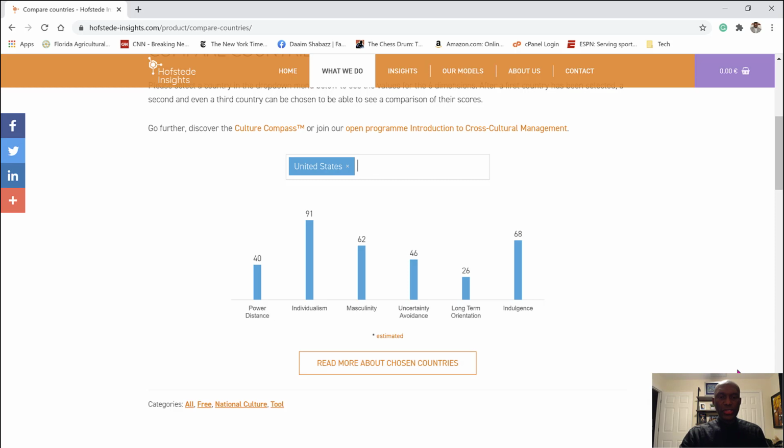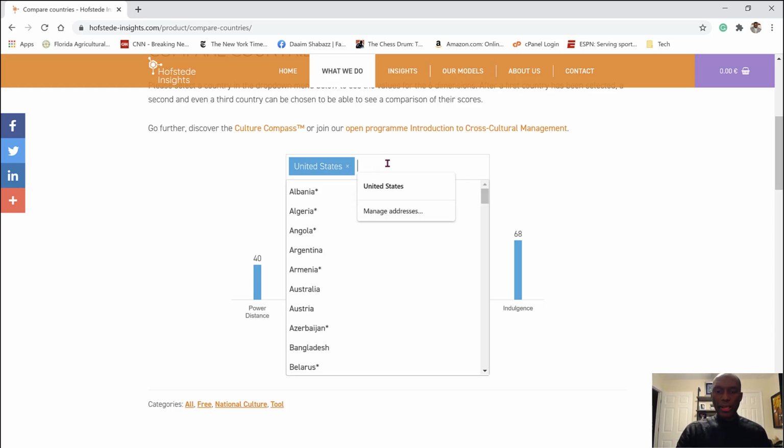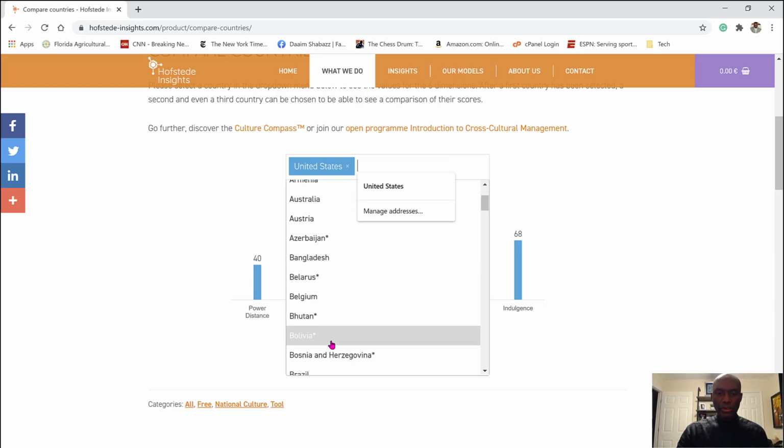Power distance, individualism, very high, 91. Masculinity, pretty high. Uncertainty avoidance, people in terms of being comfortable or uncomfortable with uncertainty, it's 46. And so that's around the middle. Look at long-term orientation, very low. That means we're more short-term oriented. Indulgence, relatively high. Let's put some other countries in here.